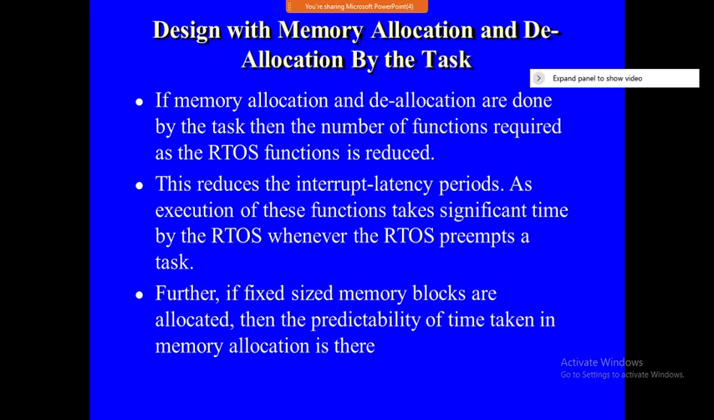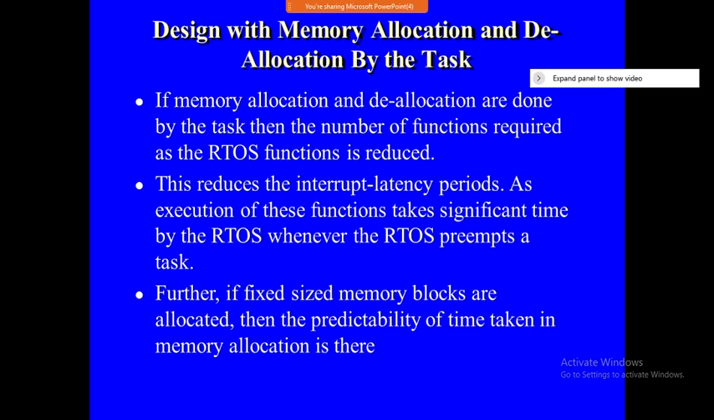Next, design with memory allocation and deallocation by the tasks. Here, if the memory allocation and deallocation is done by the task, then the number of RTOS functions is going to be reduced. This reduces the interrupt latency period as the execution of these functions takes significant time by the RTOS. See, you have to do the allocation and deallocation of the memory using the task.